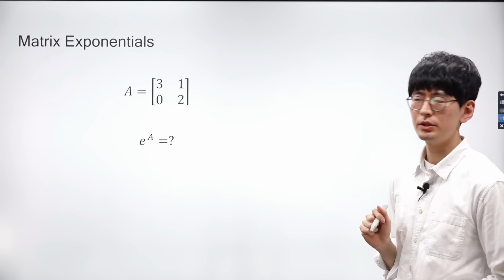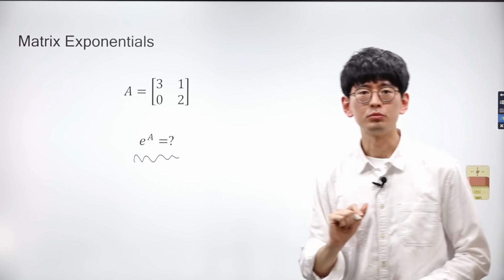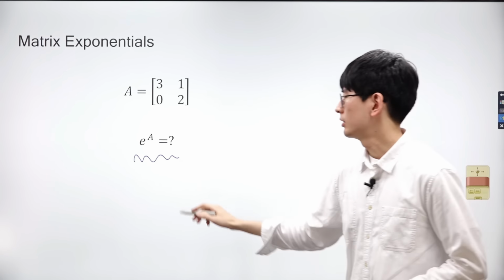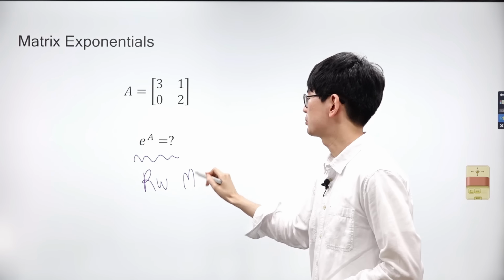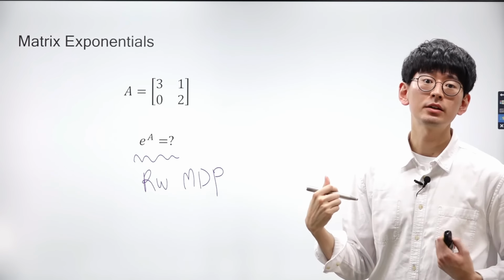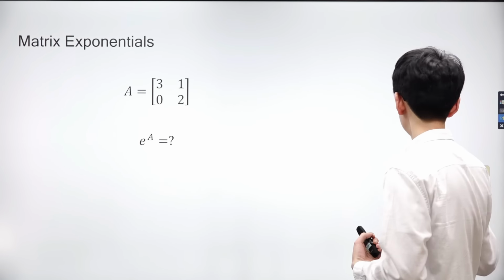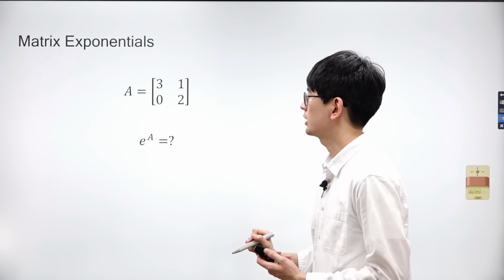Now, we're going to explore matrix exponentials. Although matrix exponentials don't appear frequently in image processing or natural language processing, they are significant in understanding a random walk or Markov decision process, which are decision-making processes. So it would be beneficial to learn about matrix exponentials.